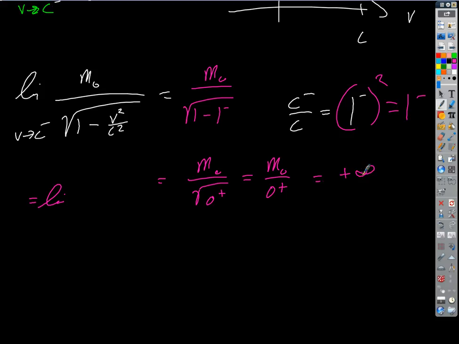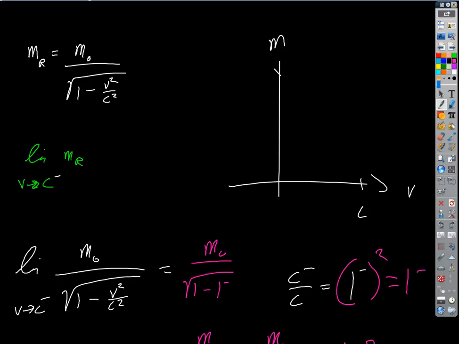Okay, that tells us something really profound, right? What's that tell us that the mass of an object approaches as its speed approaches the speed of light? Infinite, right? It approaches infinity, which tells us an awful lot, which tells us why it requires so much energy to get something close to the speed of light, because you can't push something with infinite mass, right? Does that make sense?